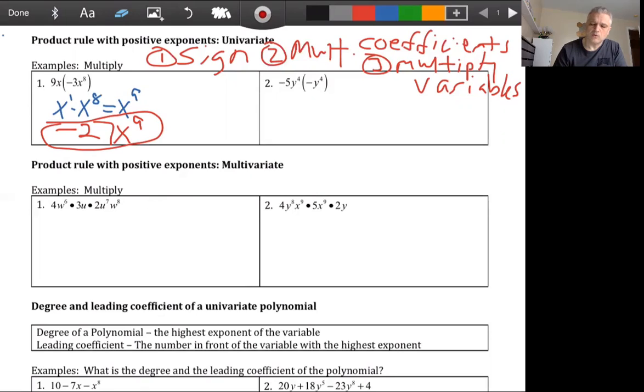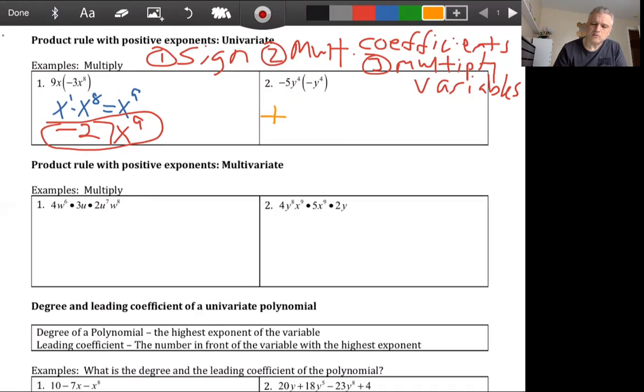Right? So let's look at this next example. Right here, question 2. Now, let's do our 3 steps. Step 1, what is the sign? Well, it's negative times negative. Negative times negative is a positive. So we have a positive.